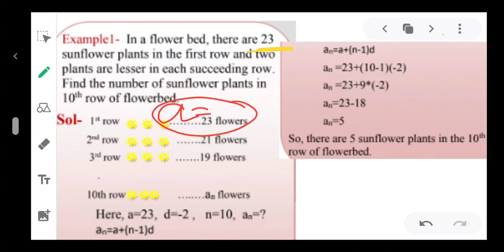A is equal to 23. Now, in the first row, 2 plants are lesser. 2 plants are lesser means this is the common difference. Every time 2 plants are lesser. Therefore, D is equal to minus 2.